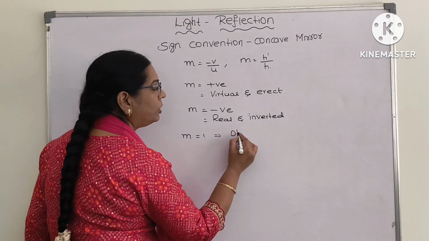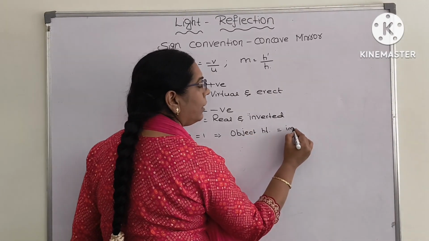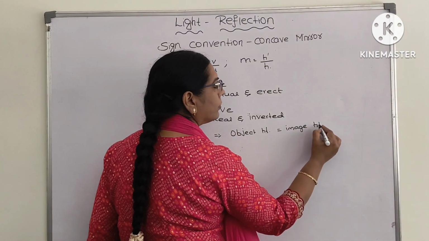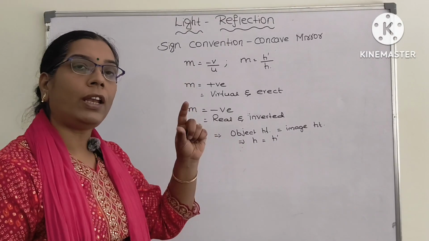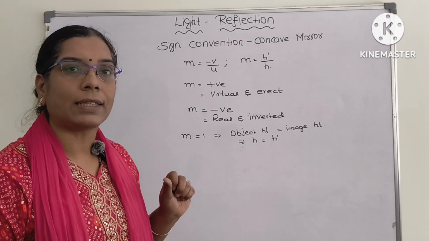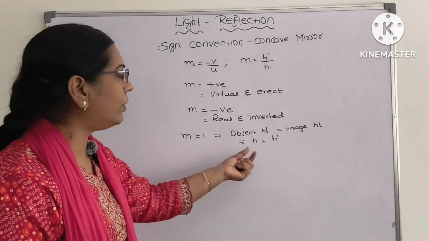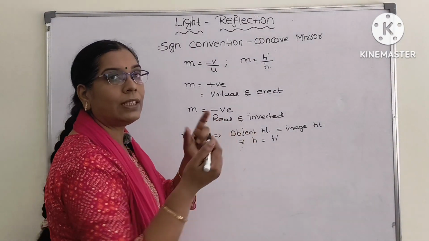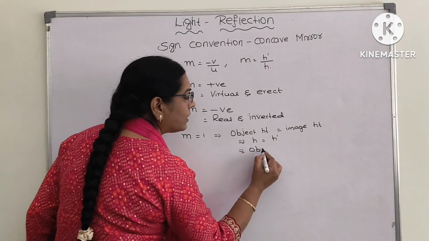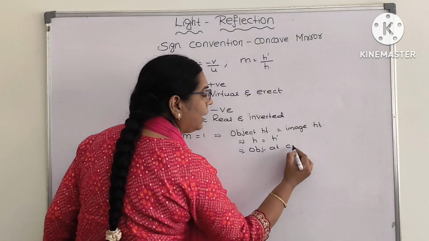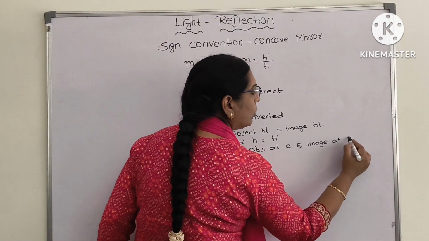It means that the object height is equal to image height. That implies h is equal to h prime. When will you get both the object and the image sizes as equal? Yes, when the object is kept at C, the image will also form at C with the same heights. So just by looking at this, you can know where the object is kept and where the image is forming, which means the object is placed at C and the image also is at C.